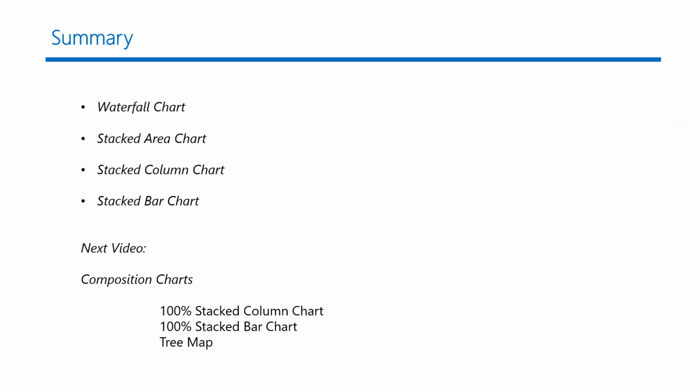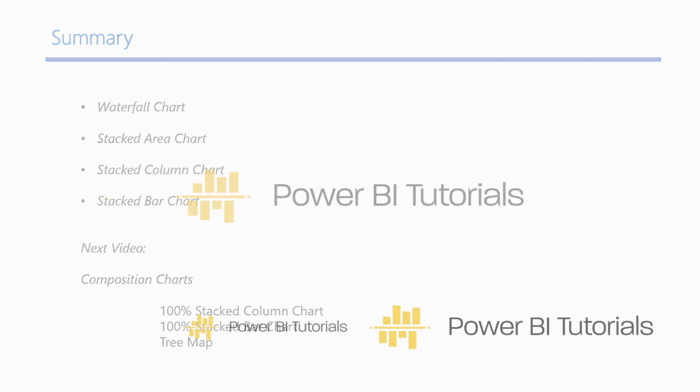So in this video, we talked about waterfall chart, stacked area chart, stacked column chart, and a stacked bar chart. In the next video, we will complete the remaining composition charts, which are 100% stacked column chart, 100% stacked bar chart, and a tree map.